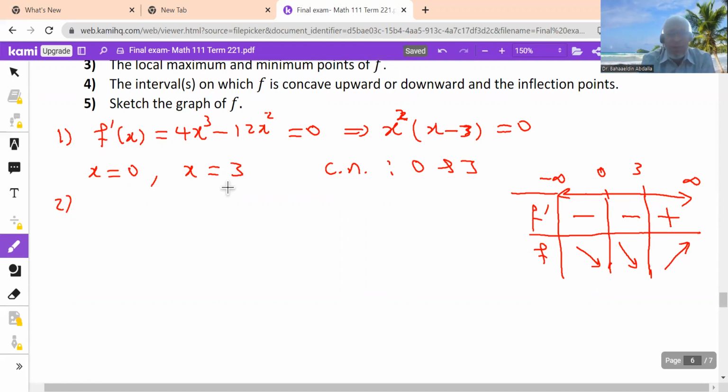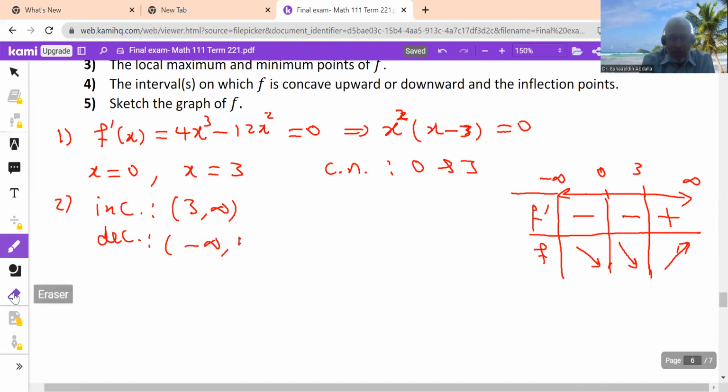So the intervals on which f is increasing and decreasing: well, the function is increasing from 3 to infinity only, at this interval, but it is decreasing in two intervals. I can write from negative infinity to 0 union from 0 to 3, or just from negative infinity to 3, because the function is continuous at 3. It's continuous everywhere because it's a polynomial. So I can write it like this. So that's decreasing from negative infinity to 3.